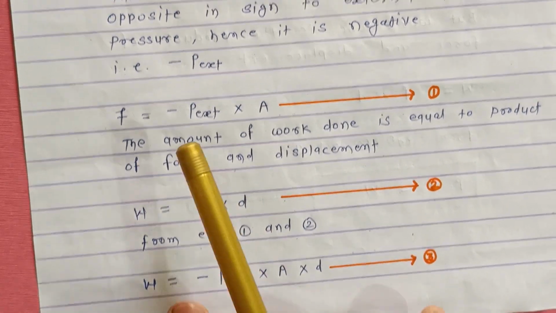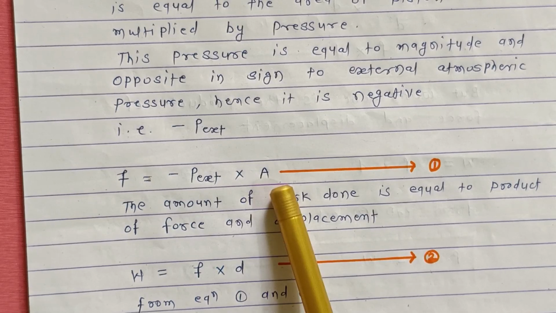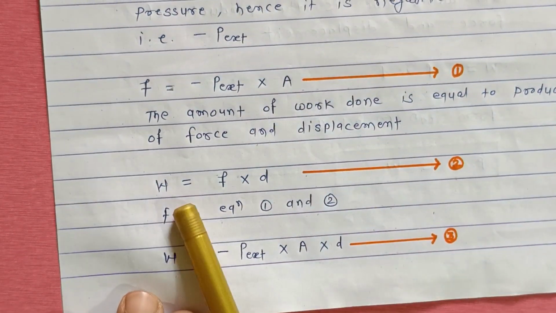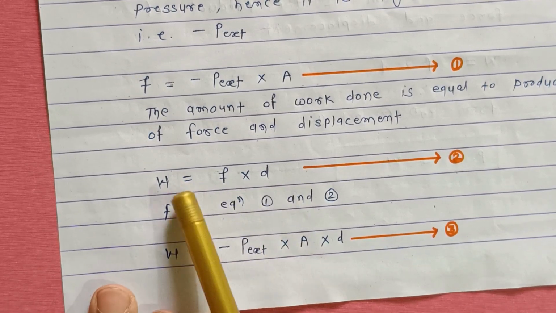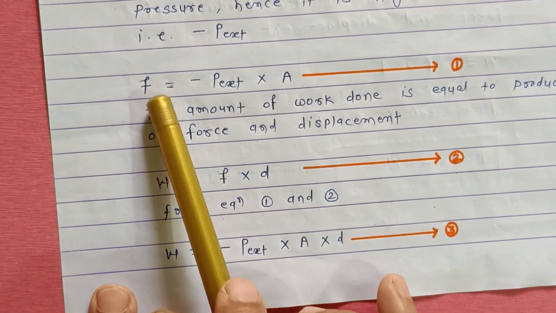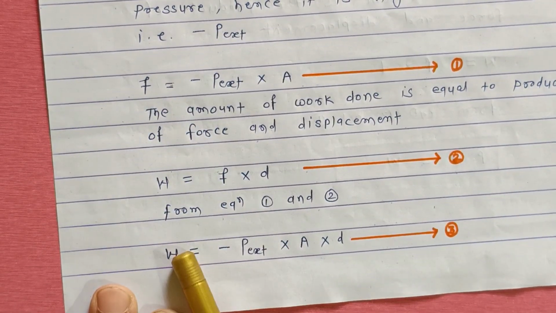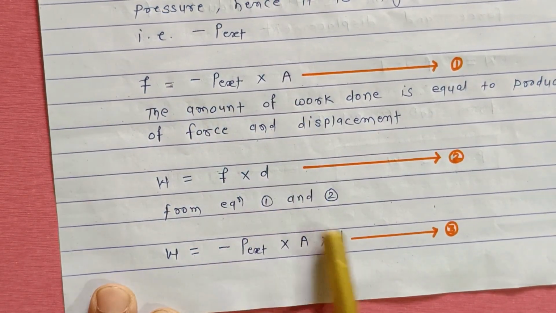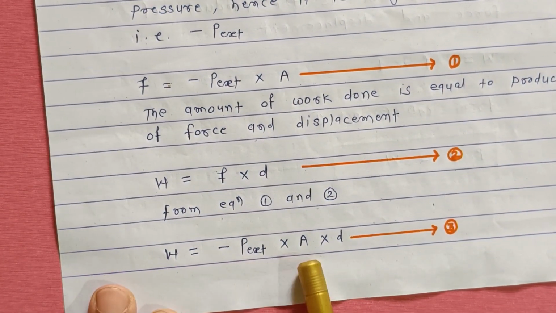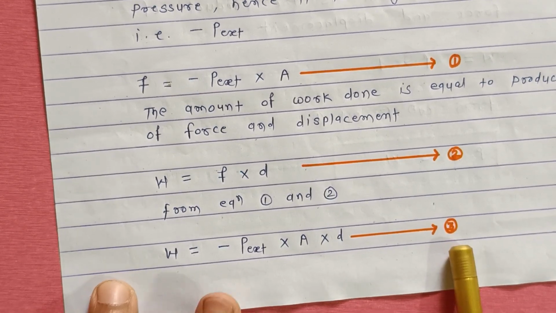Clear? Means F is equal to minus P external into A, equation number 1. But W is equal to F into D. Now placing the value of F from equation 1 into equation number 2, W is equal to, what is the value of F? Minus P external into A and D as it is. So W is equal to minus P external into A into D. It is equation number 3.